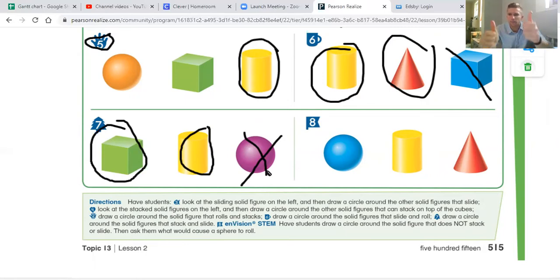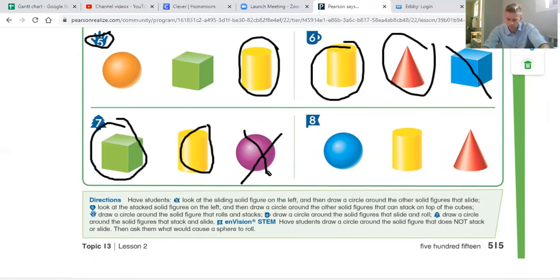You got those 2 right? Great job. Let's do number 8. Number 8 says, draw a circle around the solid figure that does not stack or slide. It does not stack and it does not slide. Pick that one.